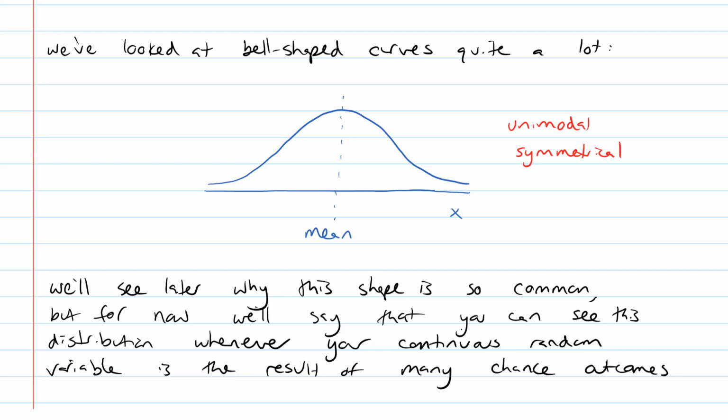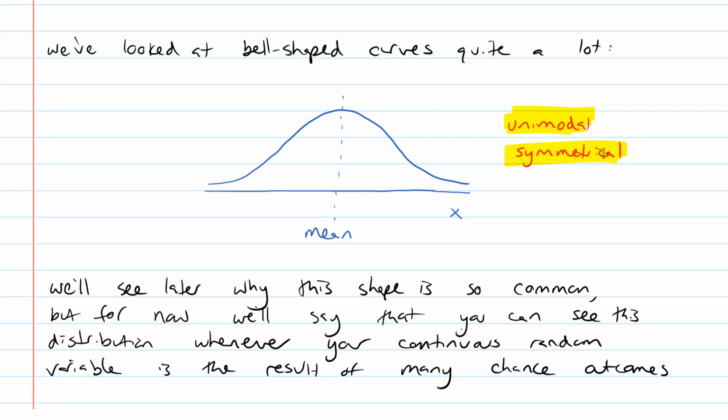So we've looked at bell-shaped curves quite a lot. They have that characteristic bell shape that we've been looking at, where they are both unimodal and symmetrical. And we'll see later why this shape is so common. But for now, we're just going to say that you can see this distribution whenever your continuous random variable is a result of many chance outcomes.